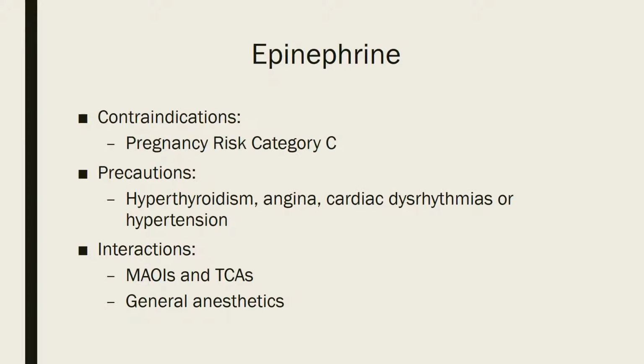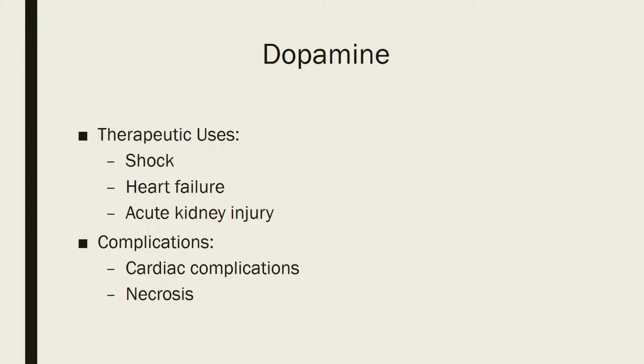Pregnancy risk category C is contraindicated for epinephrine. Precautions: hyperthyroidism, angina, cardiac dysrhythmias, or hypertension. Interactions are going to be your MAOIs and TCAs and general anesthetics.